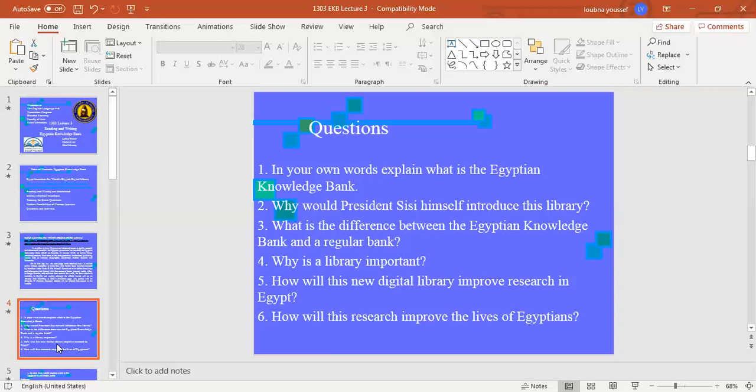And the last question is, how will this research that you read on the site of the library help us to improve the research in Egypt and therefore help us to improve the lives of the Egyptians? Of course, this means that this is a cause, all right, the library and the research in the library and the training to read this research will lead to the improvement of the life of the Egyptians in every field. So cause and effect.